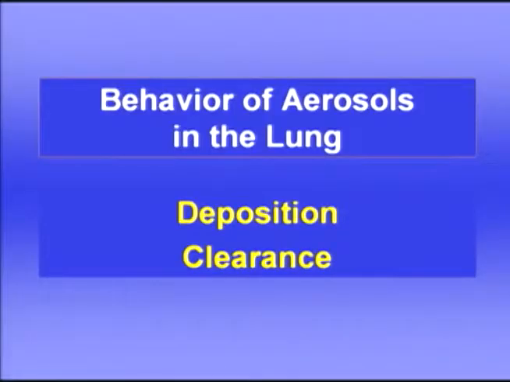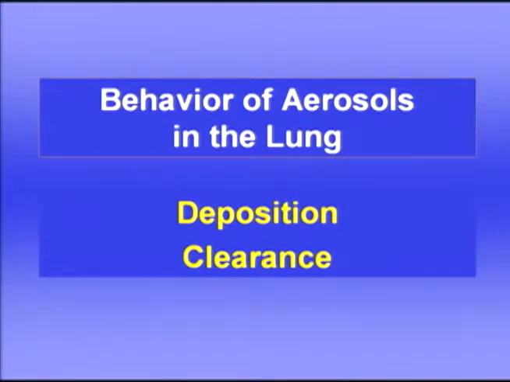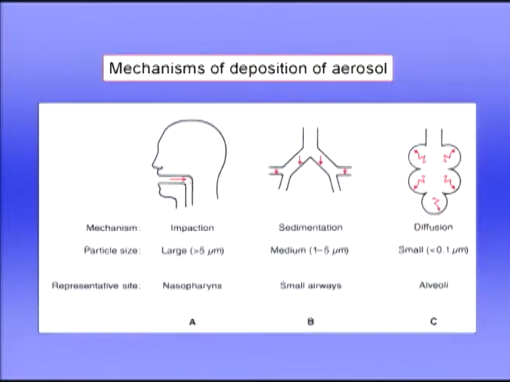scourge. Now let's look at the behavior of aerosols in the lung, because these pollutants exist as aerosols. An aerosol is a cloud of small particles that remain suspended for a very long time because of convective effects. And we're going to look first at the deposition of pollutants in the lung and then their clearance. And the deposition is nicely shown in these three cartoons here.